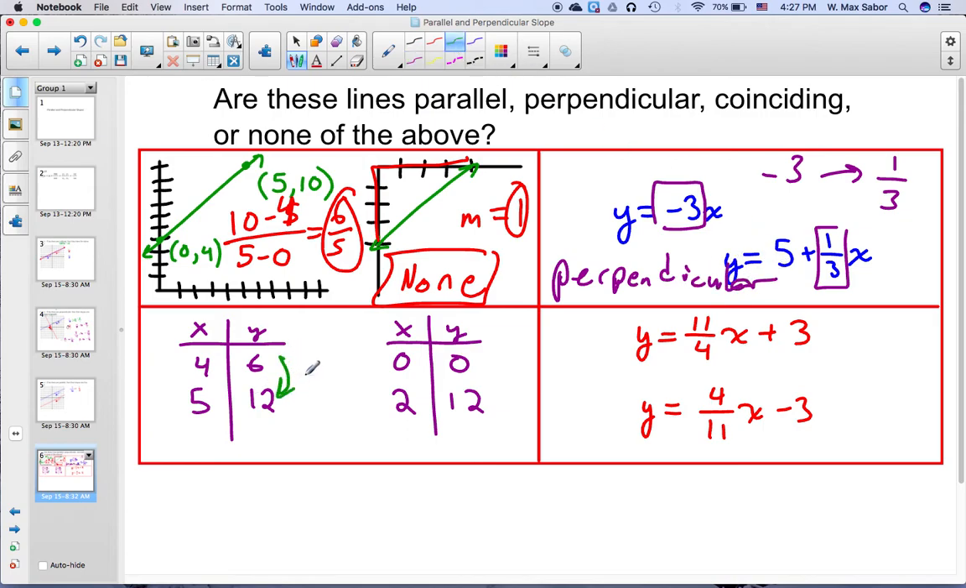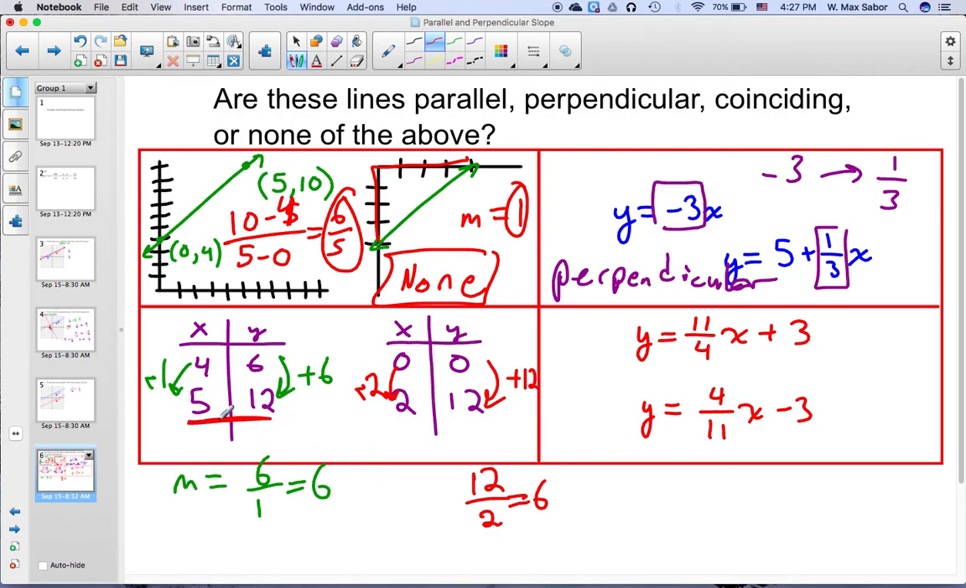Here, we went up 6 and right 1. So the slope here is 6 over 1, or 6. Here we went up 12, and here we went right 2. So 12 over 2 is 6. So they're either parallel or coinciding, but because we see that these points are different, we can tell that they are not coinciding. These are parallel.